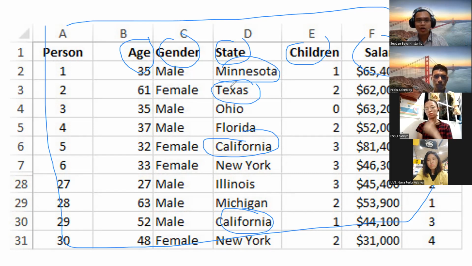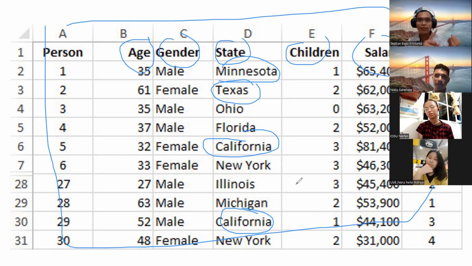Looking at a map, where can you find states like Minnesota, Texas, and California or New York? Can you predict which country this is? What is the name of the country? Can you predict? United States. United States. That's okay. That's a good answer. Okay.